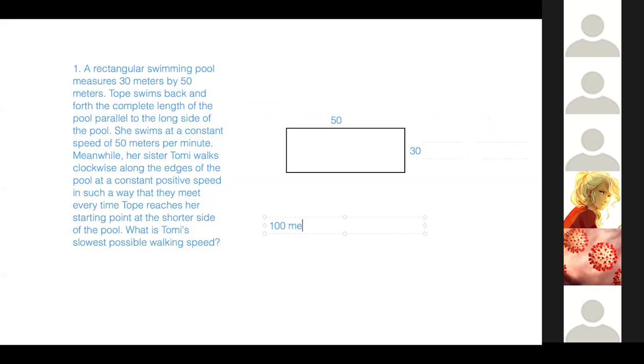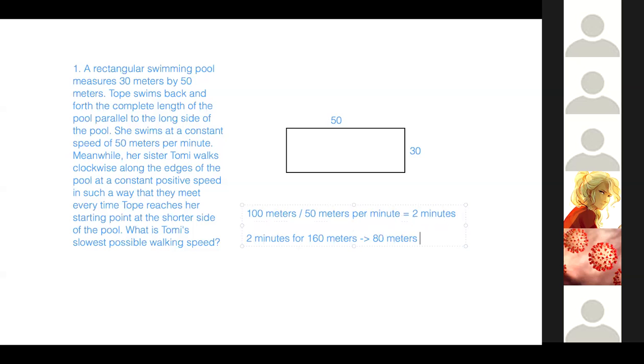And then her sister Tommy walks around the perimeter of the pool, which is 160. And by the way, Taupe takes 2 minutes to do 100 meters. And then Tommy takes 2 minutes to walk 160 meters because the perimeter of the pool is 160. So 160 divided by 2 is 80.